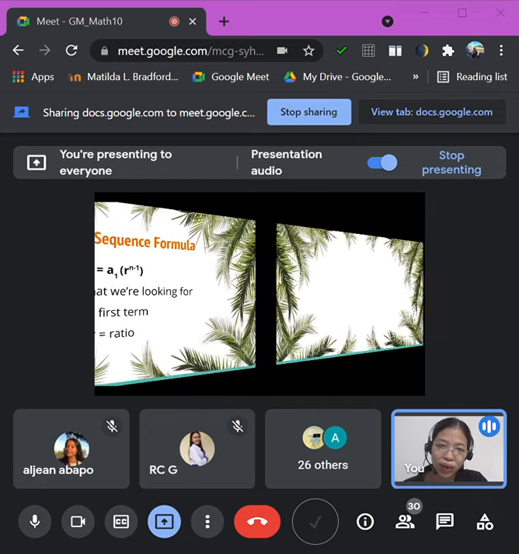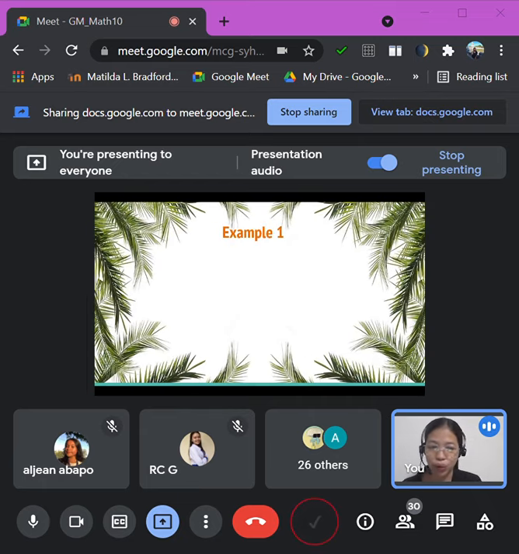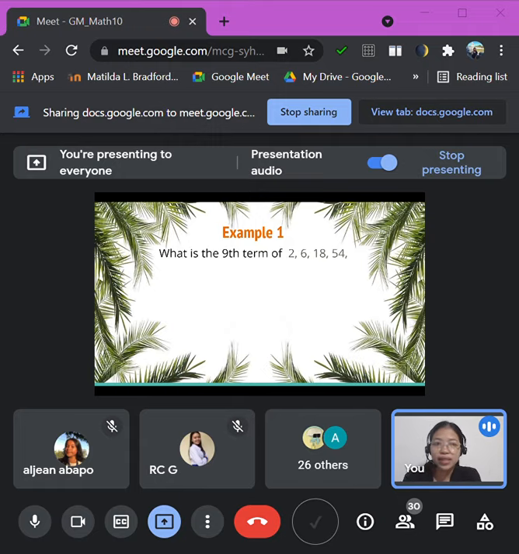Okay? Now, let's have example number 1. What is the ninth term of 2, 6, 18, 54? If next term ra, dali raman kay i-multiply ra nato og 3, ang common ratio. Pero what if 4 ra ka-term ang gipakita dire and then 9 ang atong dapat i-solve? It's very difficult na kay mag-multiply pa ka 54 times 3 para sa fifth term, and then ang result times 3 na sad. So it's tedious or somehow longer na nga method.